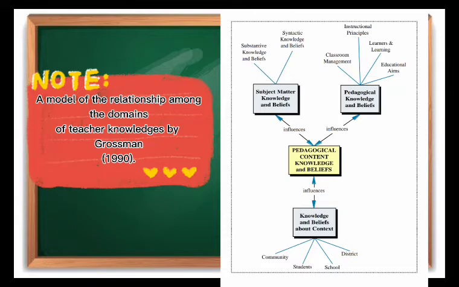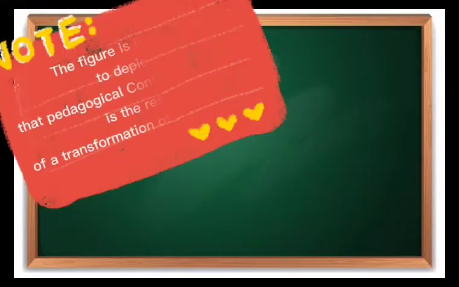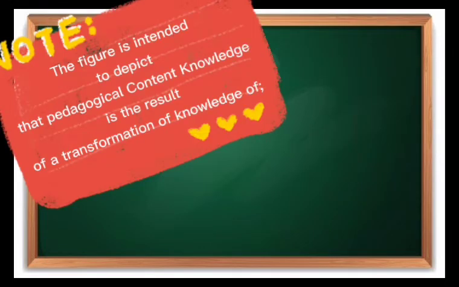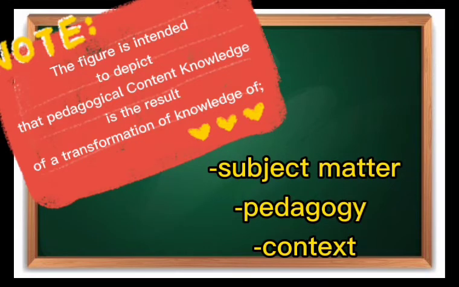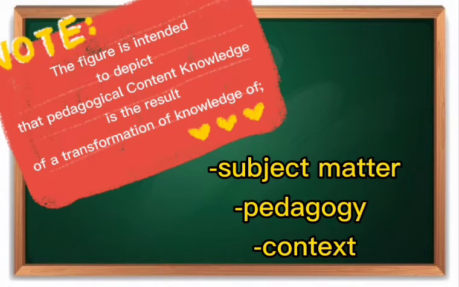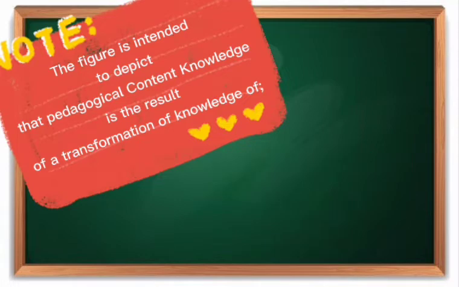Arrows at each end of the line indicate a reciprocal relationship between domains. The figure is intended to depict that pedagogical content knowledge is the result of a transformation of knowledge of subject matter, pedagogy, and context, but that the resulting knowledge can in turn spur development of the base knowledge domains.